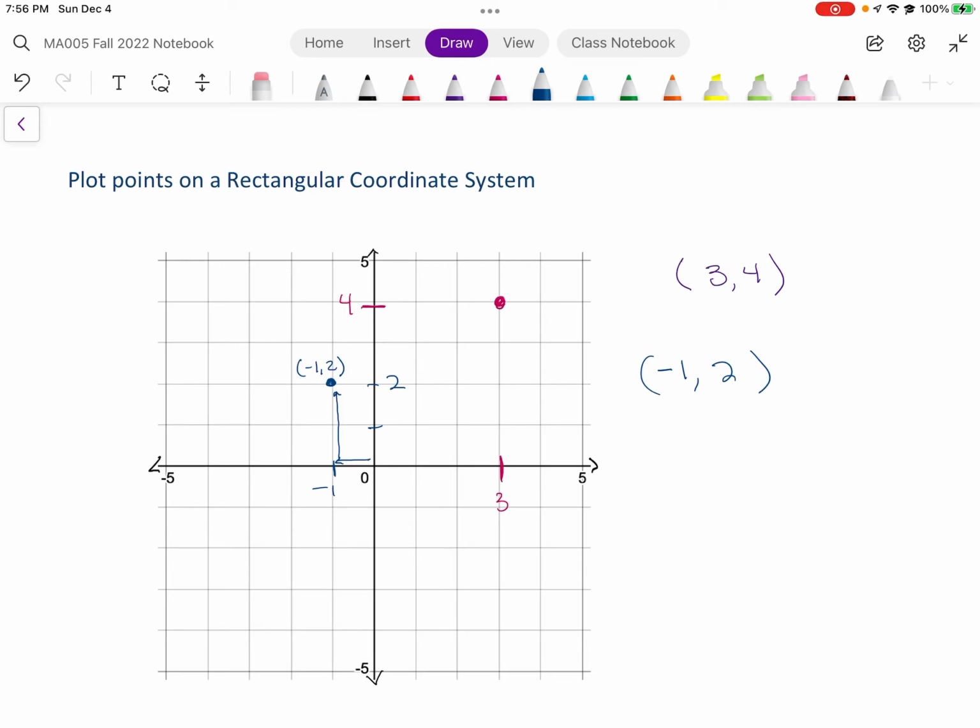So what about, let's see, -4, -2. Let's try that. Try plotting that one. So we're going to go -4 this way, and then down 2 right there. So there's my -4, and there's my -2.